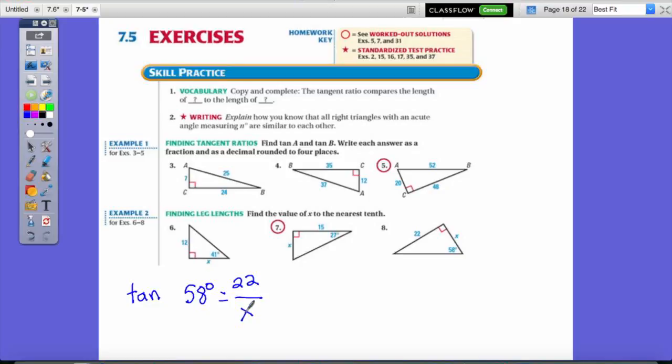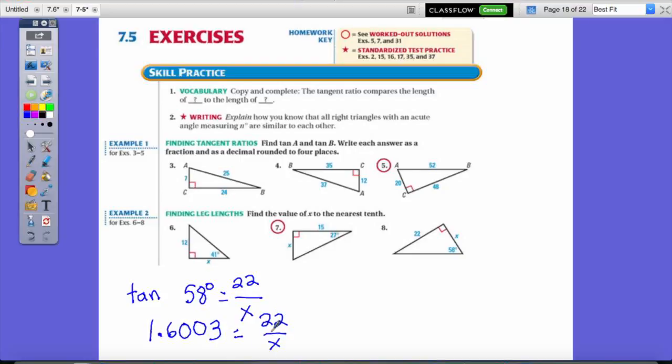So in this case, in my scientific calculator, which I have to get ready off screen, I'm going to do 58, and then press the tangent button. The tangent of a 58-degree angle is 1.6003, rounded to 4 decimal spaces. And that equals 22 over x.